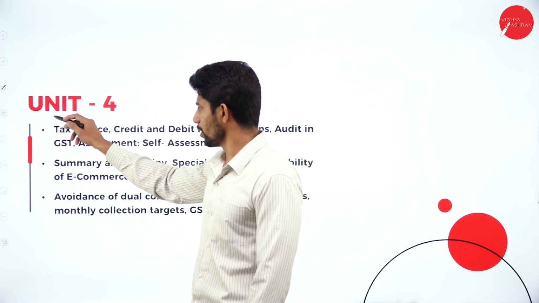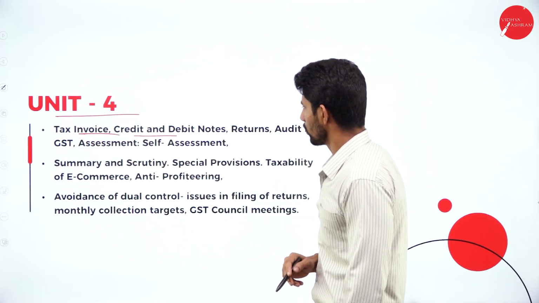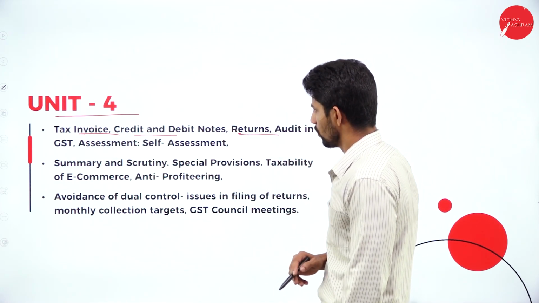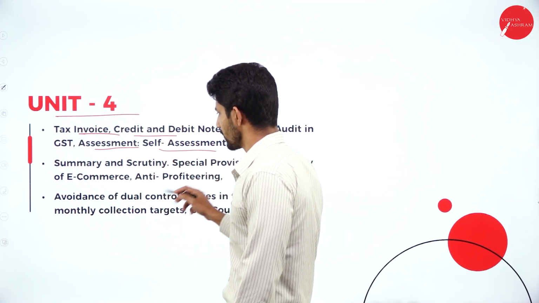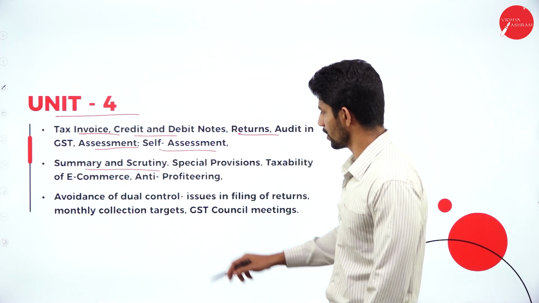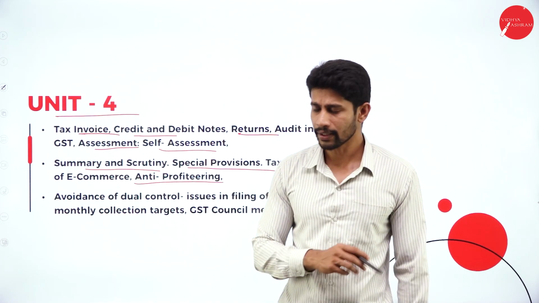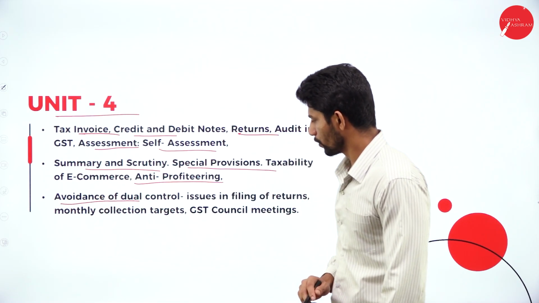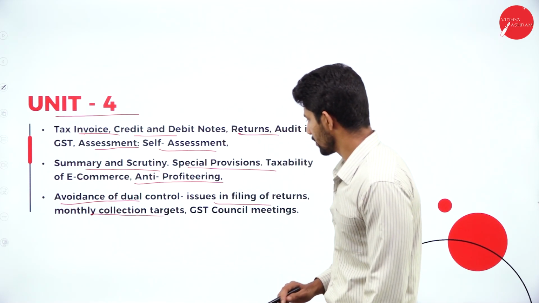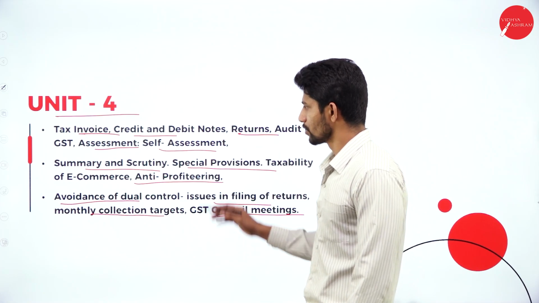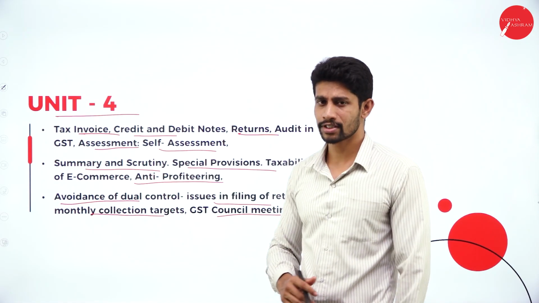Moving on to unit number 4. Unit number 4, here you will be studying about tax invoice, credit note, debit note, what is audit in GST, what is assessment, and in assessment what is self-assessment, summary and scrutiny of assessment, and special provisions, taxability of e-commerce, anti-profiteering, and also we will be studying about avoidance of dual control, issues in filing of returns, monthly collection targets, GST Council meetings. So here in this 4th unit we will be studying these many theoretical aspects.